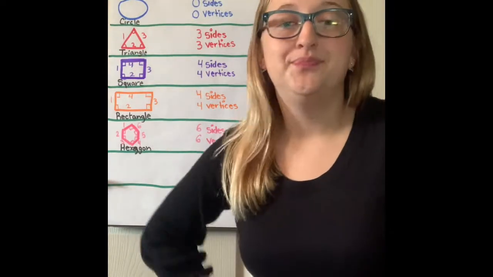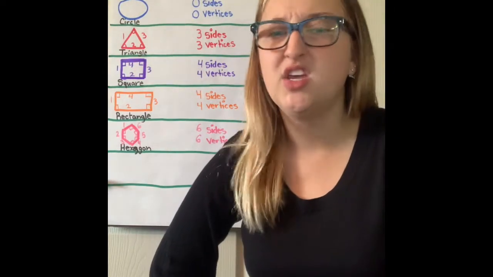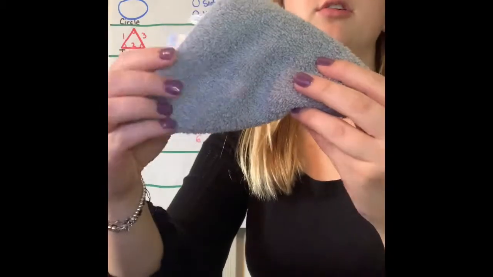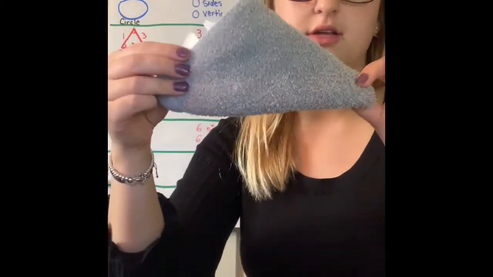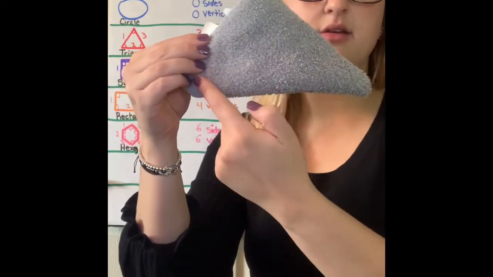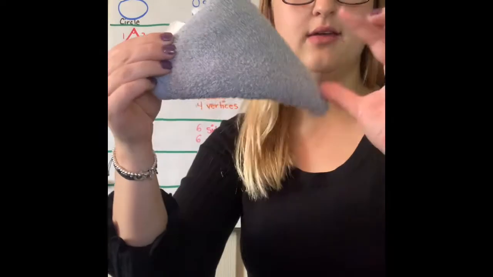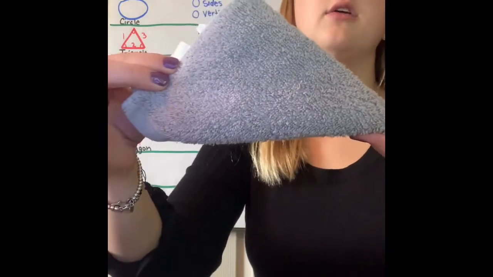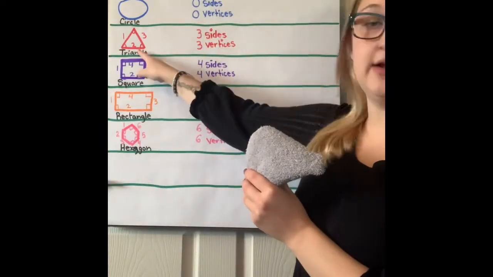Next, our triangle. This was a tricky one. You don't really have that many things that are a triangle. I could not find anything. So I tried to fold it down like a triangle. So here's our triangle. Here's my makeshift triangle. I made it 1 side, 2 sides, 3. And it has 3 corners, just like we figured out in our shape up here.